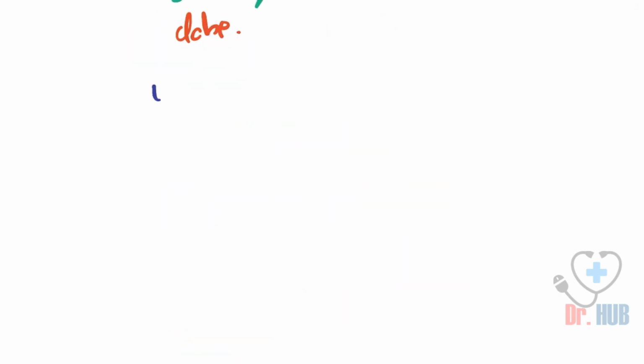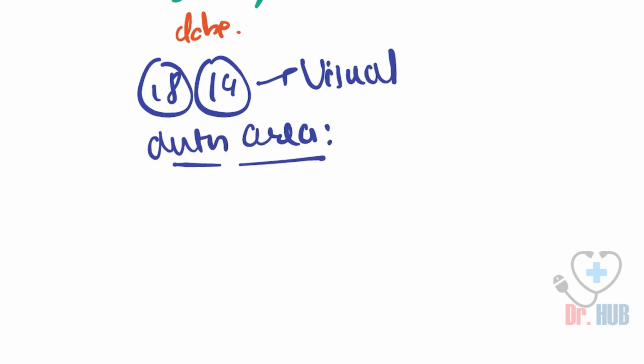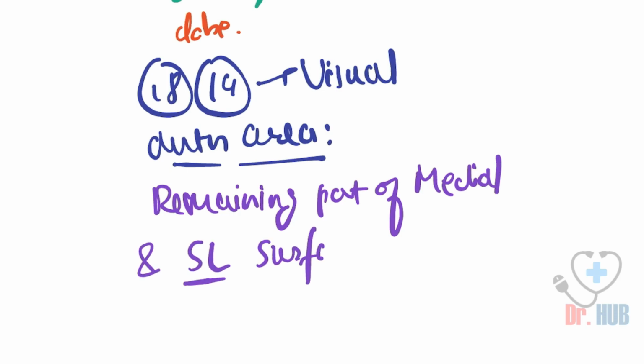Then we move on to 18 as well as 19. Areas 18 and 19 are known as the visual association area. The location is that it is present in the remaining part of the medial and the superolateral surface of the occipital lobe.